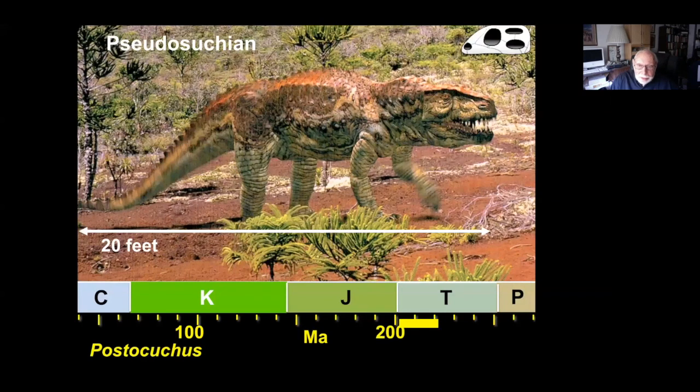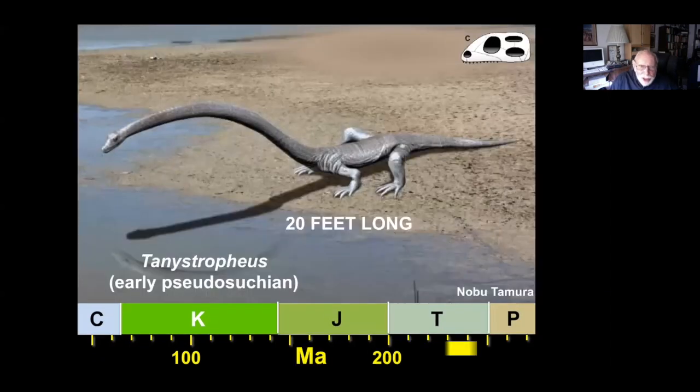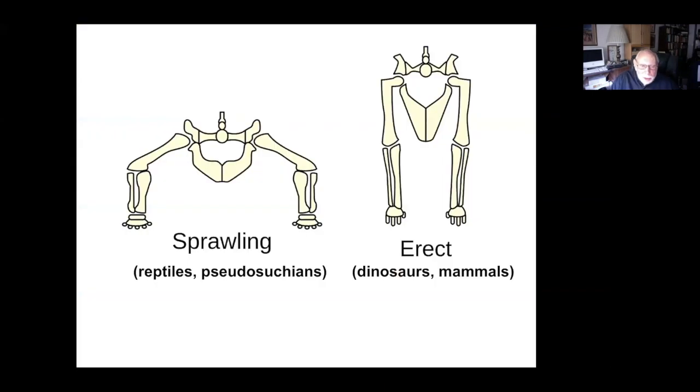And they were big, and some of them were really pretty strange, and some of them were really, really strange, like Canistropheus, which was about 20 feet long and had a huge neck. And what I want you to note particularly are the hips, how the legs splay out from the side, because this is a characteristic of the reptiles and pseudosuchians, where the hips allow the legs to come out to the sides as a sprawling posture, as compared to the dinosaurs and the mammals, which have the bones under the hips and allow for them to be erect.